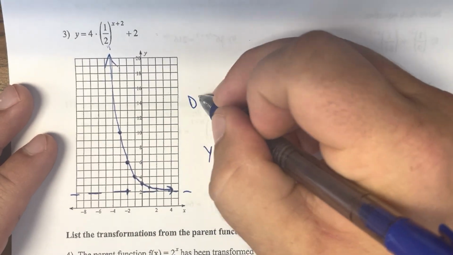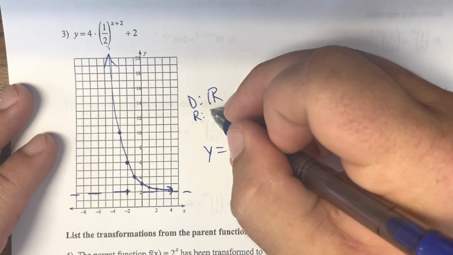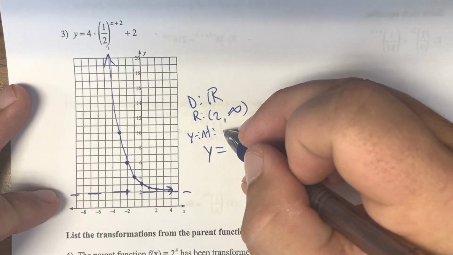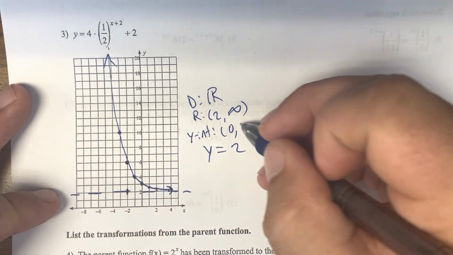So once again, my domain is all real numbers. My range is from 2 to infinity, and my y-intercept is at 0, 3.